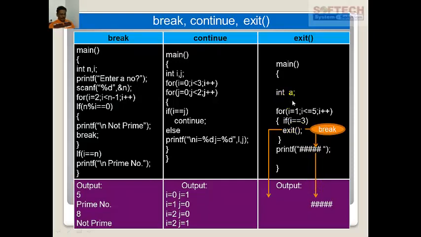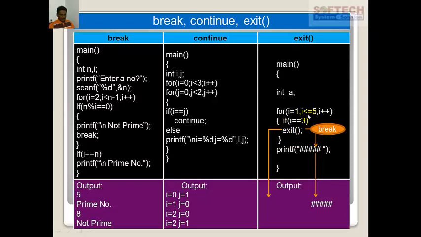For example, int i. For i equal to 1, i less than or equal to 5, i plus plus. This loop executes 5 times, starting with 1 and ending with 5. So i value is 1, 1 equal to 3, condition false. So it will continue the loop. Then 2, 2 equal to 3, false, continue the loop.